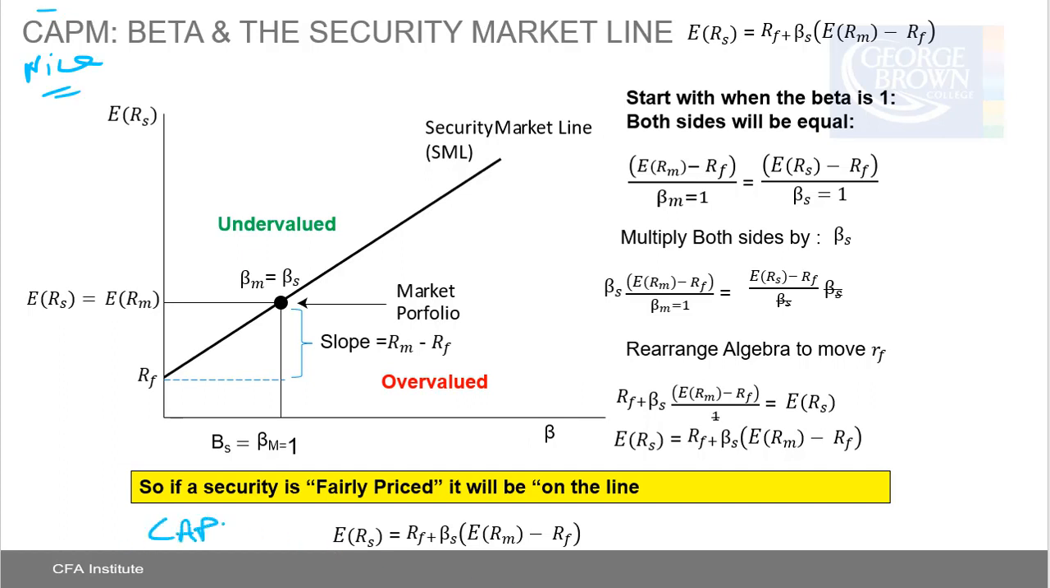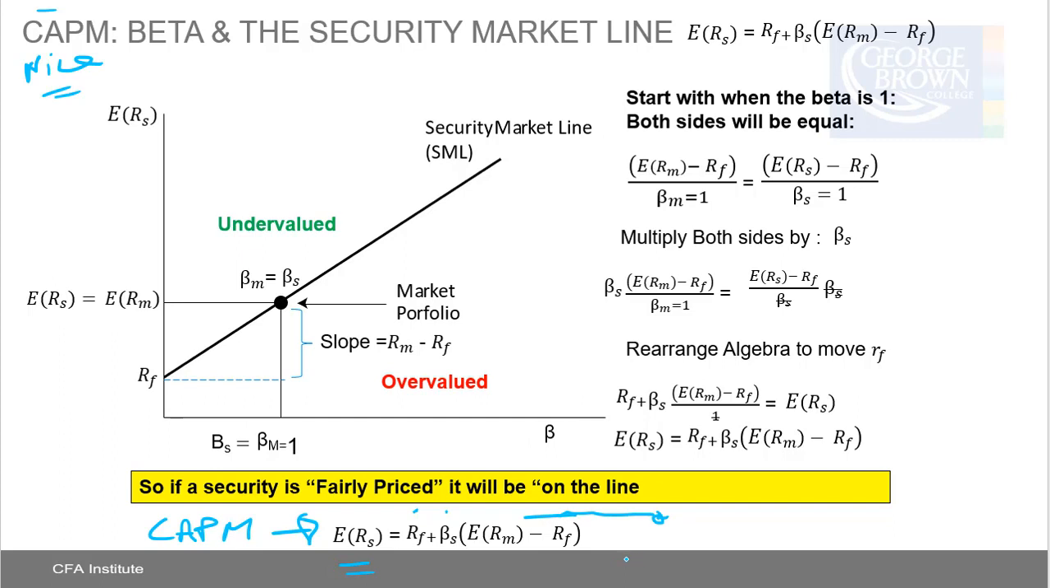So CAPM, capital asset pricing model, basically is that the required return for a security like a stock is the risk-free rate plus the beta times the expected return of the market minus the risk-free rate. We call that the market risk premium. So you can see this is the required rate of return of a stock, or it could be a portfolio as well. Risk-free rate plus the beta of the stock or the portfolio times the market risk premium, okay?